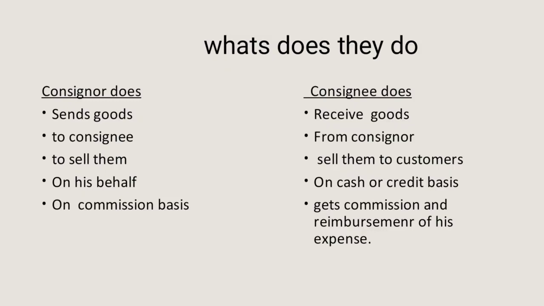Now, the consigner sends the goods to the consignee to sell them on his behalf on commission basis, and the consignee does receive the goods from the consigner, sells to customers on cash or credit basis, and gets commission and reimbursement of his expenses.